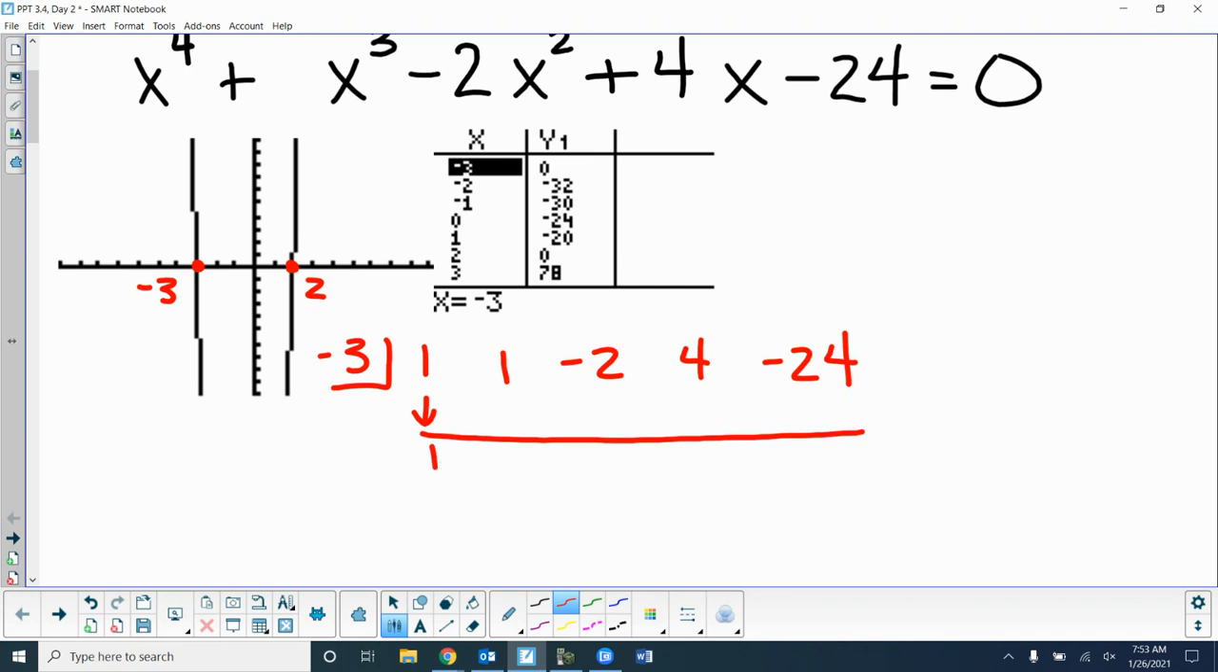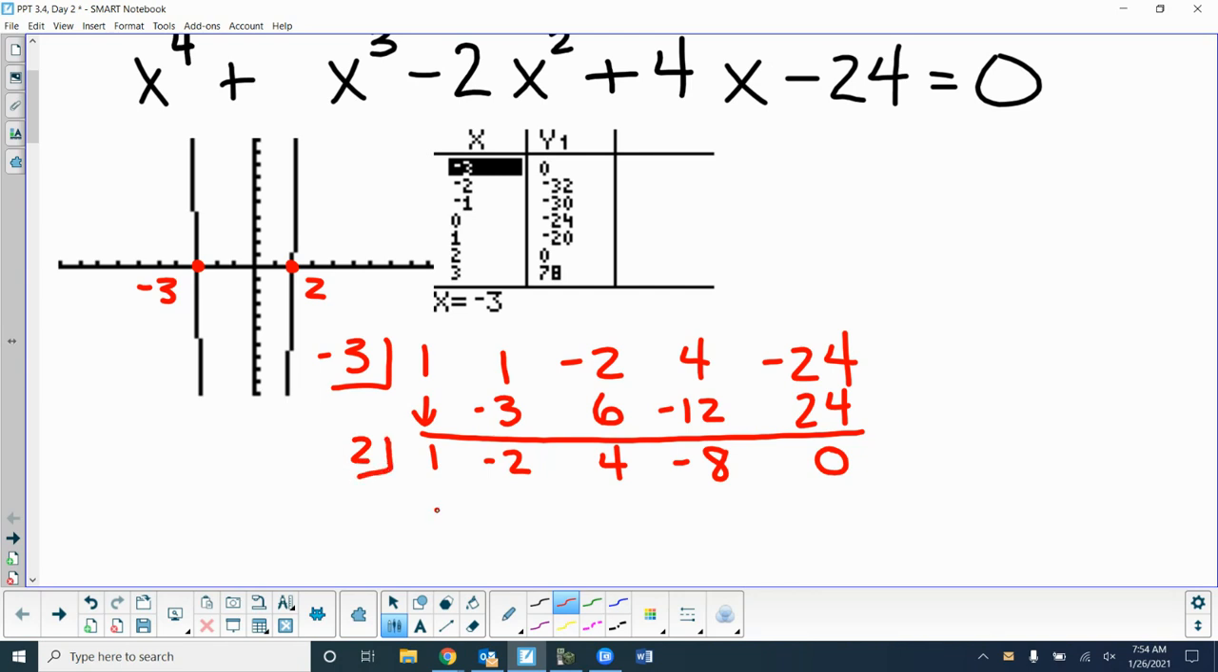So drop the 1, -3 times 1 is -3. 1 plus a -3 is a -2. -3 times -2 is a +6. -2 plus 6 is +4. -3 times 4 is -12. 4 plus a -12 is -8. -3 times -8 is +24. I get 0. I'm supposed to get 0. If I don't get 0, I made a mistake. I have to check my work. So hopefully it worked out for you.